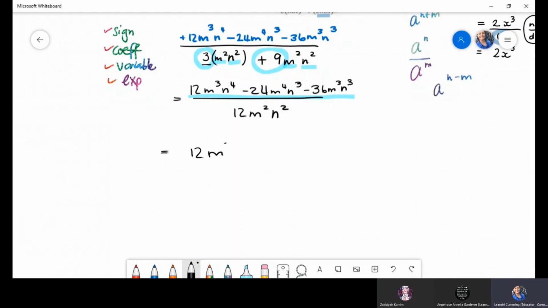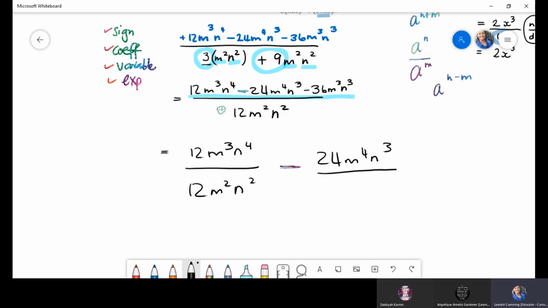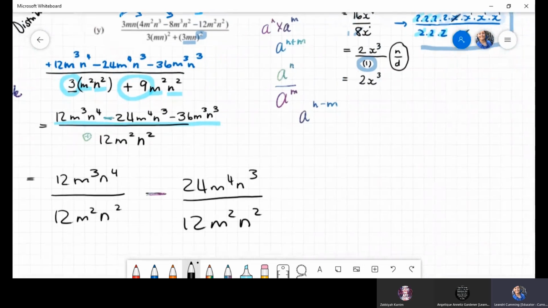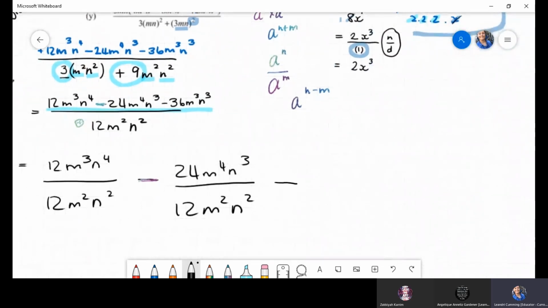12 m to the power of 3, n to the power of 4, divided by 12 m to the power of 2, n to the power of 2. Minus, because here I see a minus divided by my little positive at the bottom gives me a negative. I'm left with 24 m to the power of 4, n to the power of 3, divided by 12 m to the power of 2, n to the power of 2. That denominator remains the same denominator for every single term when we separate our numerator like this.